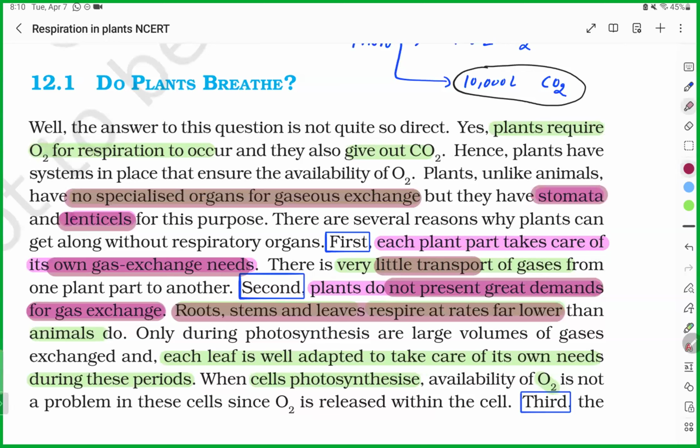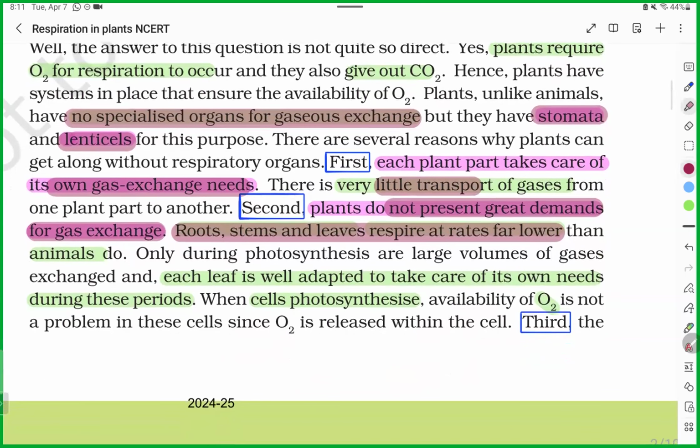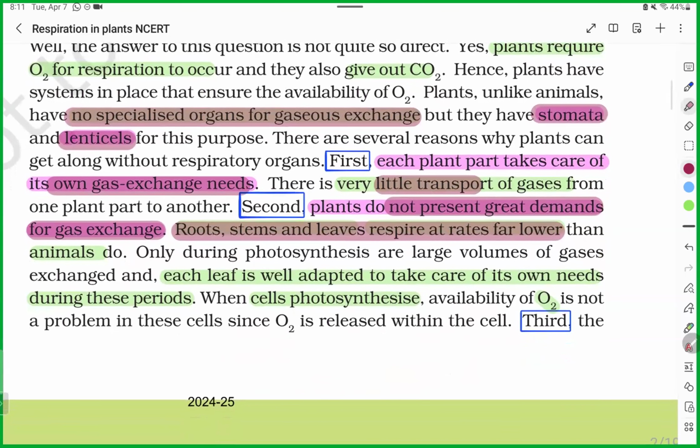But how are plants different from animals? Plants do not have a special organ for gas exchange. For example, we have lungs. Insects have a tracheal system. Animals present in water have gills. We don't have, like plants don't have, any of these. Correct? Plants have stomata and lenticels.